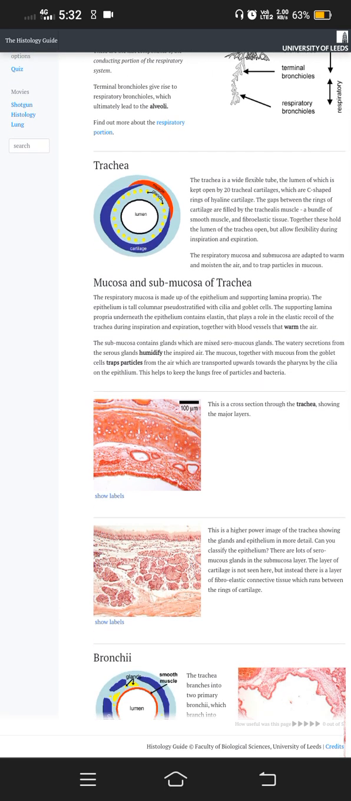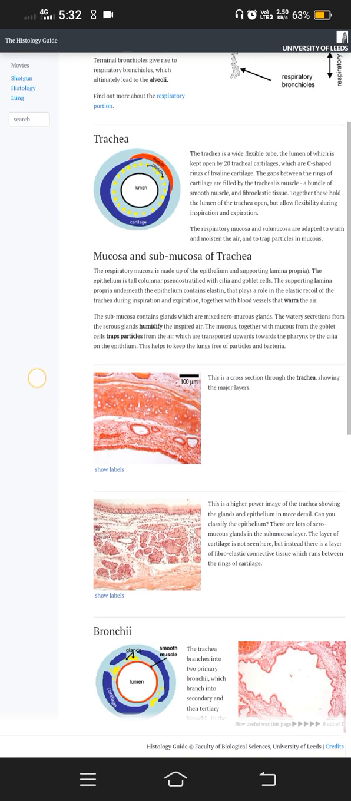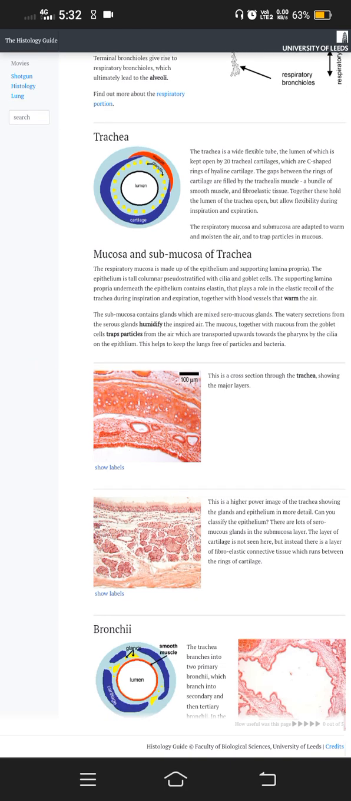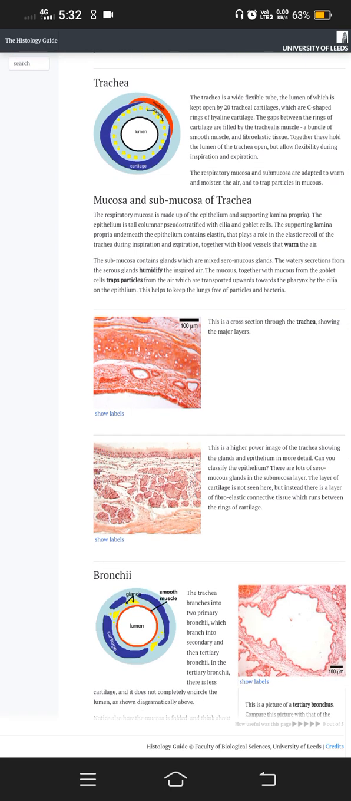Then the mucosa and submucosa of the trachea. The respiratory mucosa is made up of epithelium and supporting lamina propria. The epithelium is tall columnar pseudostratified with cilia and goblet cells. The supporting lamina propria underneath the epithelium contains elastin that plays a role in the elastic recoil of the trachea.